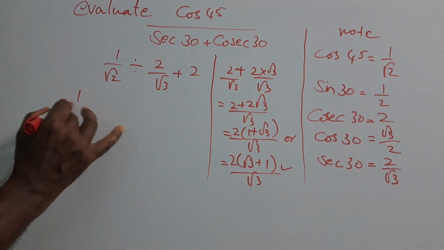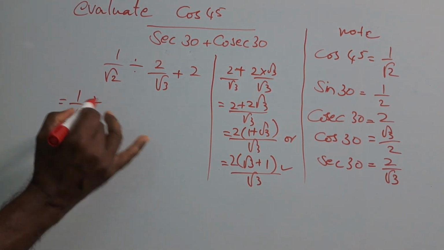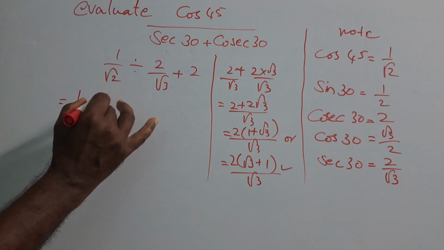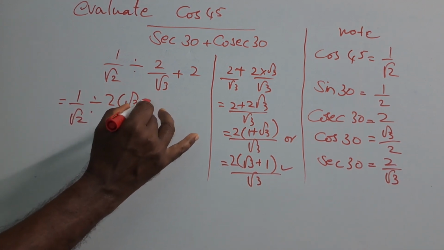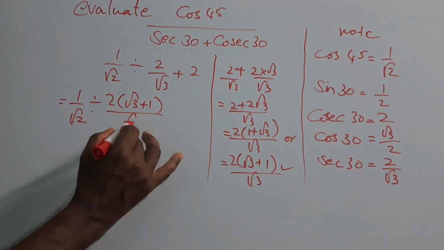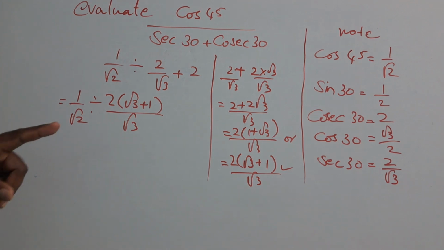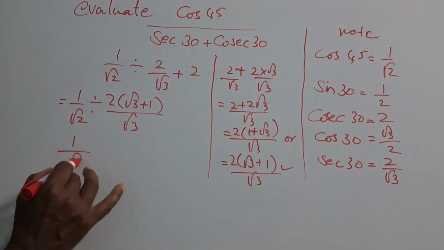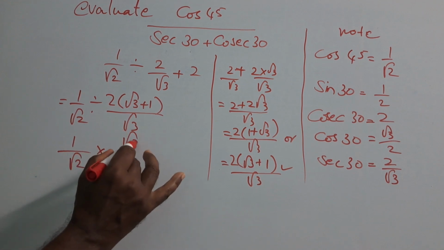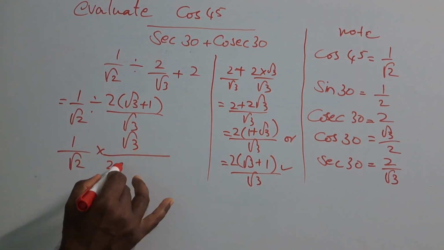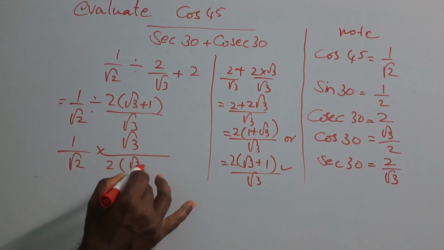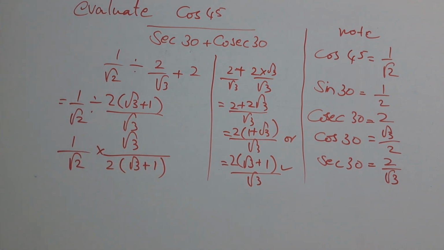Equals 1 by root 2 divided by 2 into root 3 plus 1 by root 3. In order to divide, multiply by the reciprocal. 1 by root 2 into root 3 by 2 into root 3 plus 1.